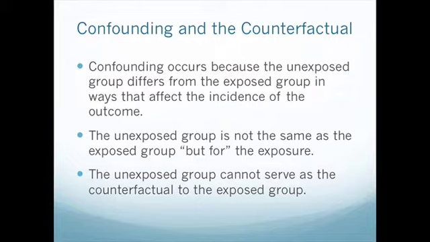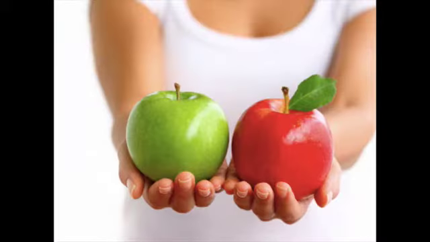Okay, so as I was saying, confounding occurs because the exposed and unexposed groups differ in ways that affect the incidence of the outcome. They're not balanced on factors that are important for the outcome. In the case before, socioeconomic status and heart disease. And so our unexposed group is not the same as the exposed group, but for the exposure. These two groups cannot serve as the counterfactuals to each other. They are different in more than one way than just our exposure. They're different in the distribution of our third factors across them.